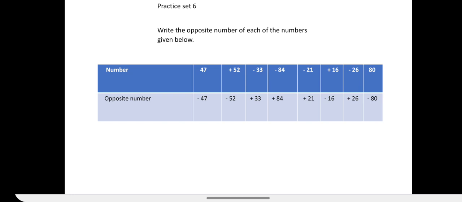Number is 47. What is the opposite number? Minus 47. Positive 52, negative 52 is the opposite. Minus 33, that is negative 33, positive 33. Negative 84, positive 84. Negative 21, positive 21. Positive 16, negative 16. Negative 26, positive 26. 80, minus 80.